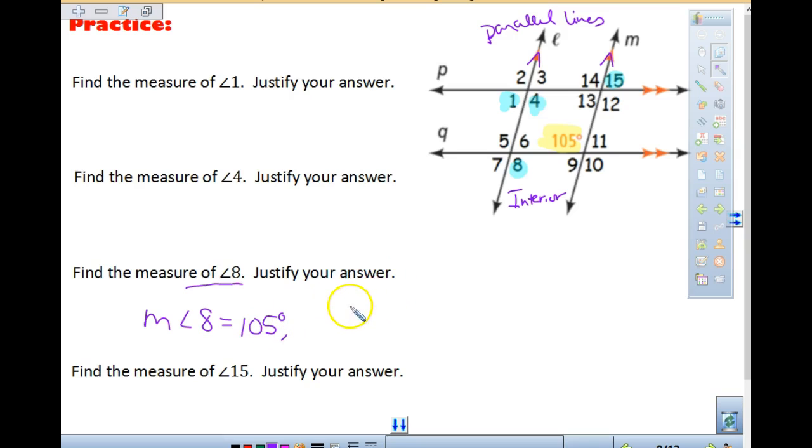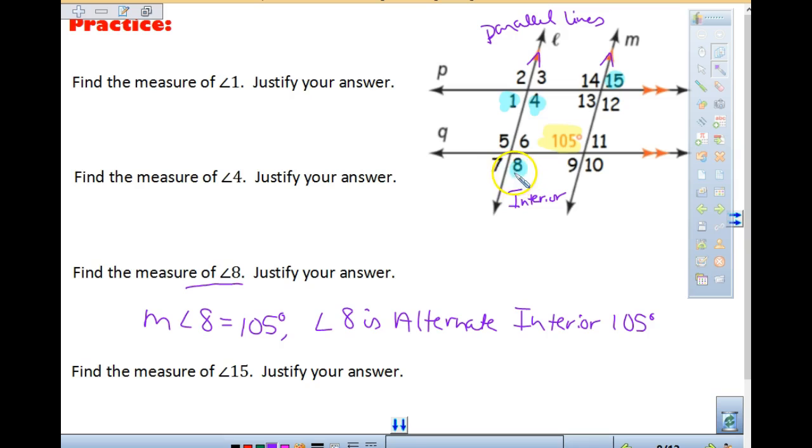It says justify your answer. Angle 8 is alternate interior to 105 degrees. So they have to be congruent. Alternate interior angles are congruent.